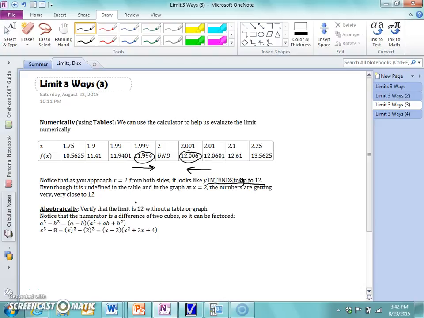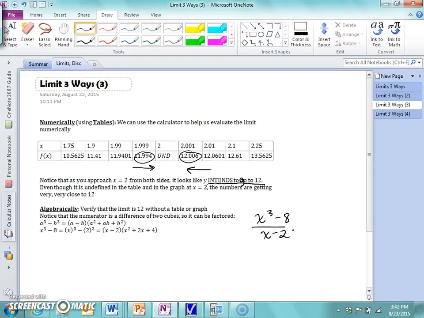The third way, algebraically. So the table makes it very clear that we are getting close to 12. Algebraically is the most concrete way to see. We want to verify the limit actually is 12 without needing a table or a graph. Now our function was x cubed minus 8 all over x minus 2.